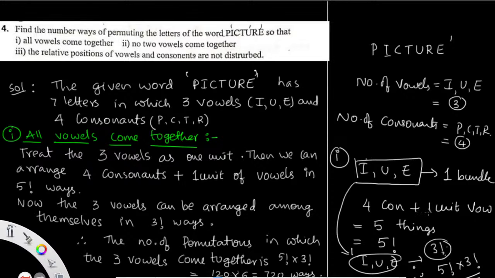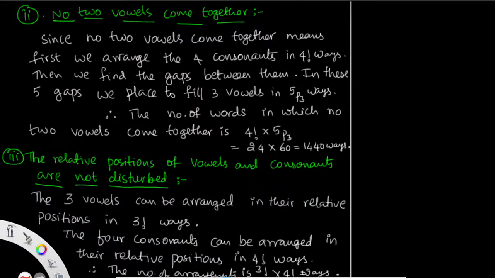I am explaining on the right side. In a similar way, question number 2: no two vowels come together. That means two vowels should not come together.